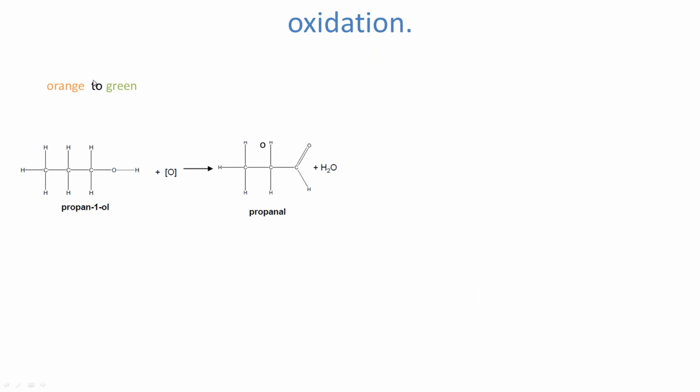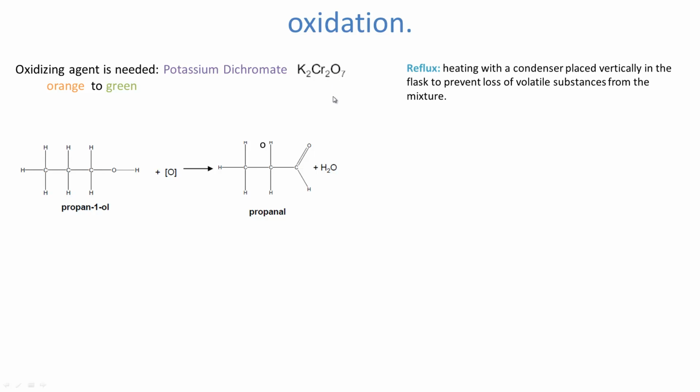So, oxidation of alcohols. They need an oxidation agent, which is potassium dichromate, K2Cr2O7. That's the formula you need to know. And we need to know reflux as well, because it's used for the oxidation of alcohols. Reflux is heating with a condenser placed vertically in the flask to prevent loss of volatile substances from the mixture. It's basically reheating the substance used.